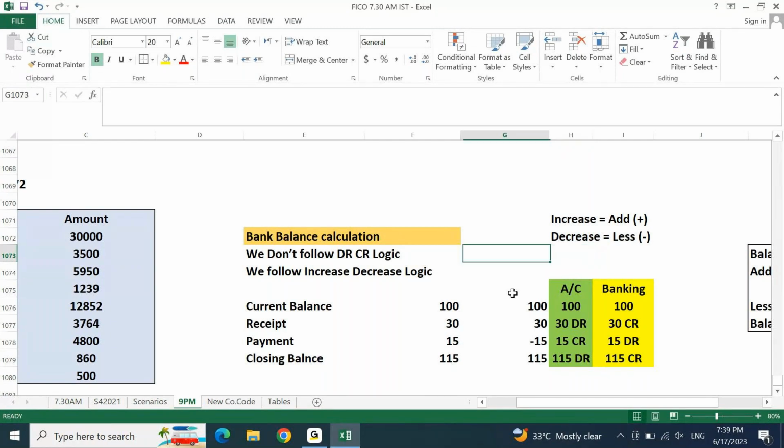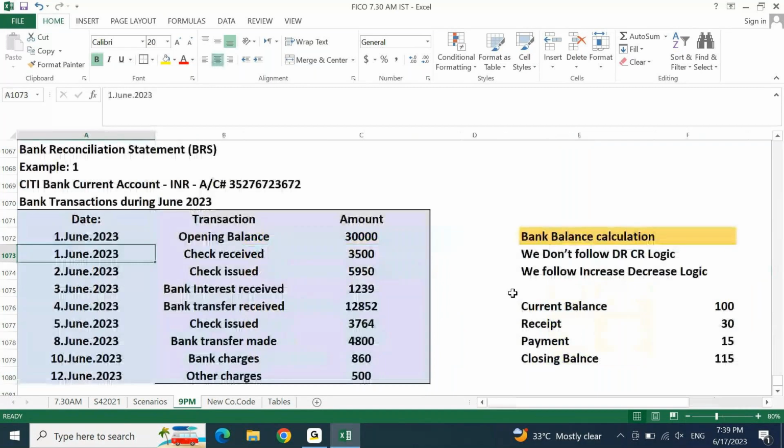Now let's come back to this and let's play with plus minus. I will say my bank opening balance is 30,000. Remember, if there is no symbol to a number, that is always assumed as a positive number or a plus number. Agree? If there is no sign to it, either plus or minus, that is assumed to be a positive number, which means a plus number.